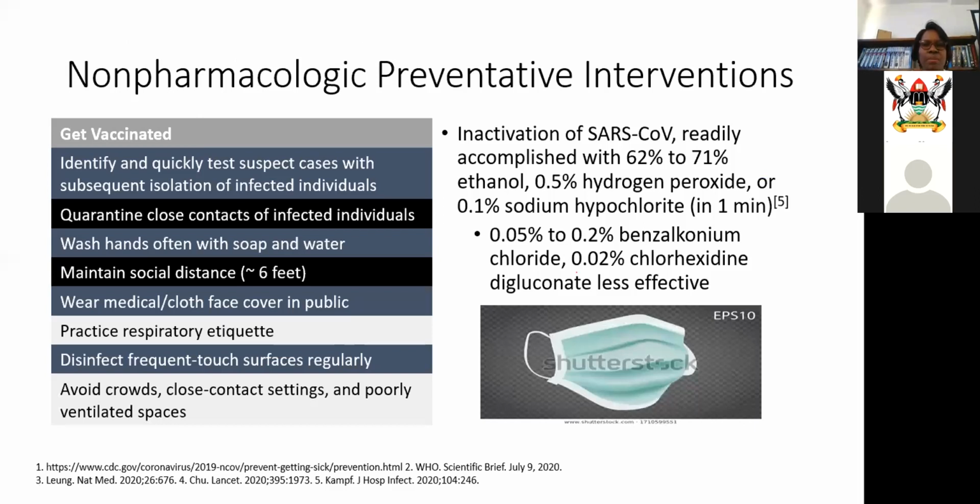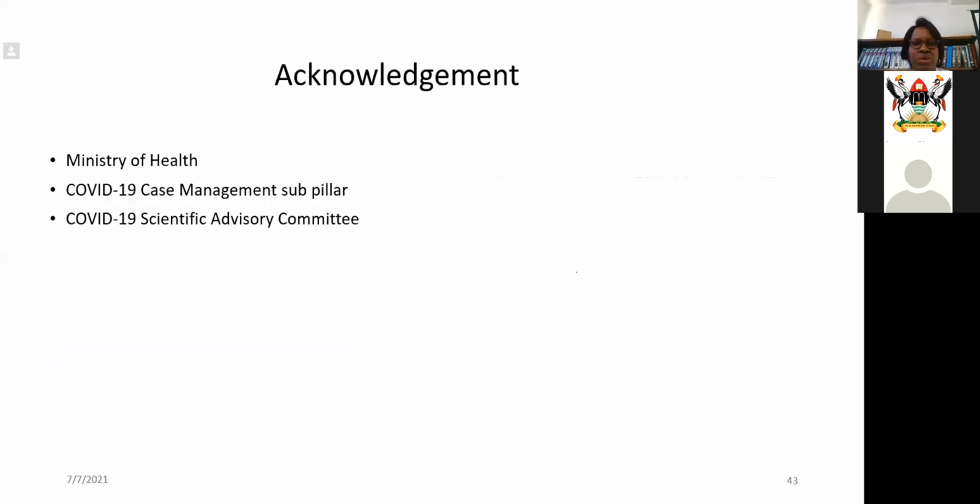Finally, I want to talk about preventive measures. Let us all get the vaccine. We know the vaccine is available, so at the earliest opportunity, please get that vaccine. And then let's continue with all the other SOPs as we know. I will not repeat all of them.